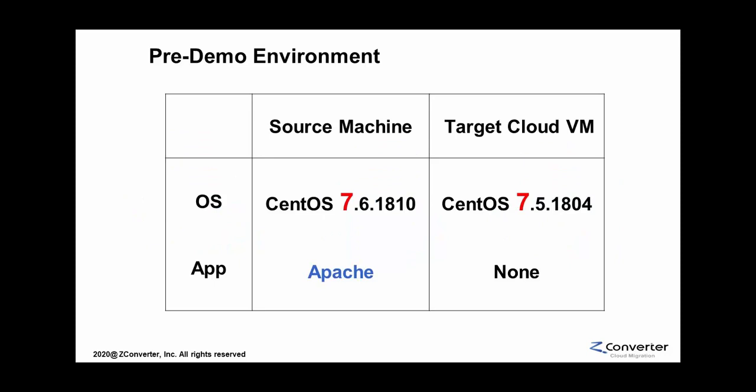Pre-demo environment. As you can see in this demo, our source and target machines are running different minor versions of CentOS 7. The Apache web server is installed on the source VMware physical machine only, to later show a successful migration. In our post-demo environment, you can see that both source and target are now running CentOS 7.6.1810, which was originally the OS of the source VMware physical machine only. Also, the Apache web server is now migrated from the VMware to the target Azure VM. The migration was completed successfully.